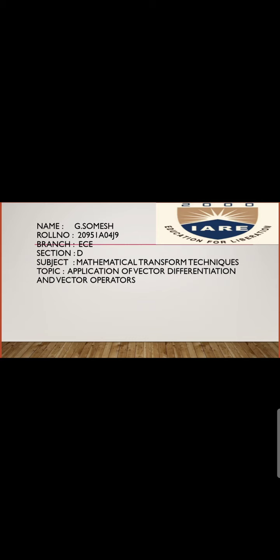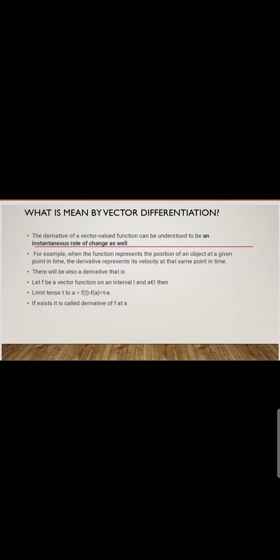Today's topic is application of vector differentiation and vector operators. What is meant by vector differentiation? The derivative of a vector valued function can be understood to be an instantaneous rate of change as well. For example, when the function represents the position of an object at a given point in time, the derivative represents its velocity at the same point in time.